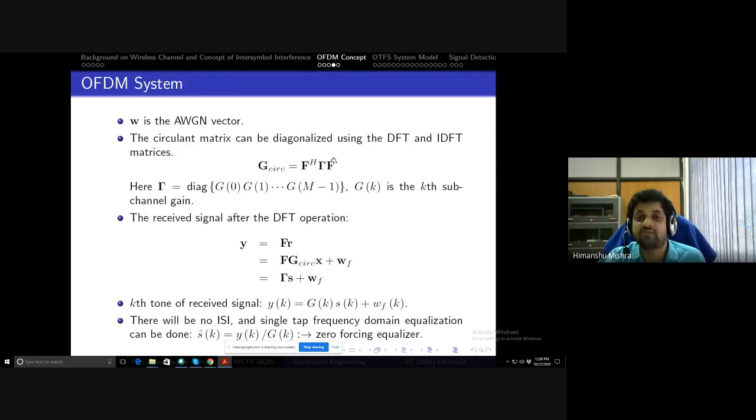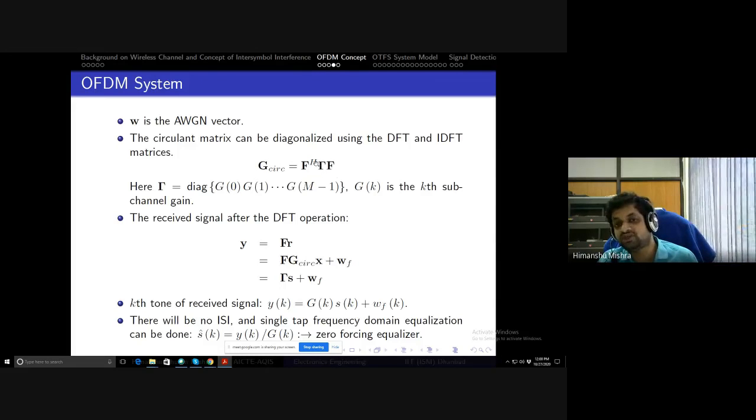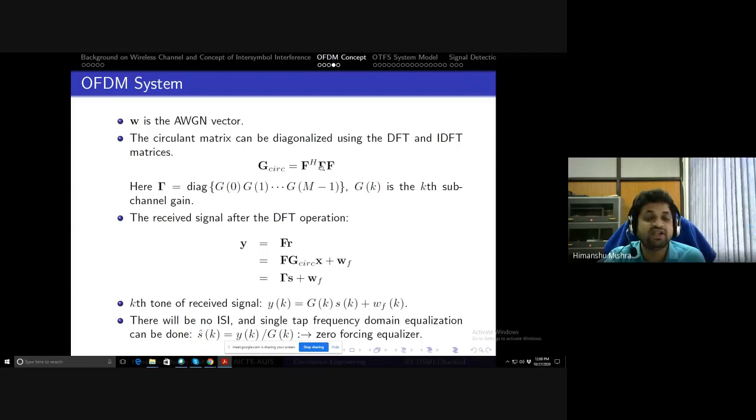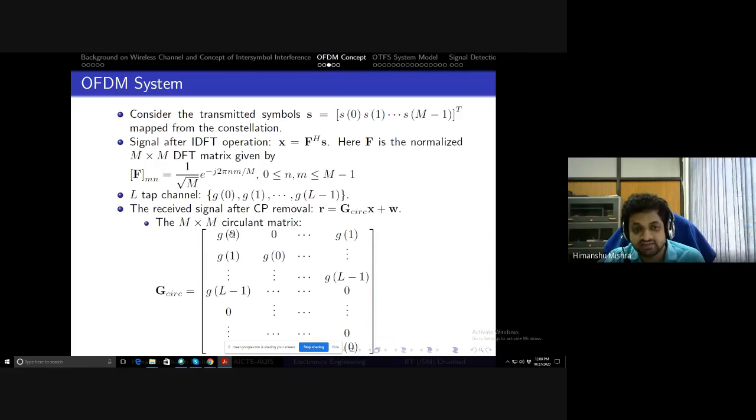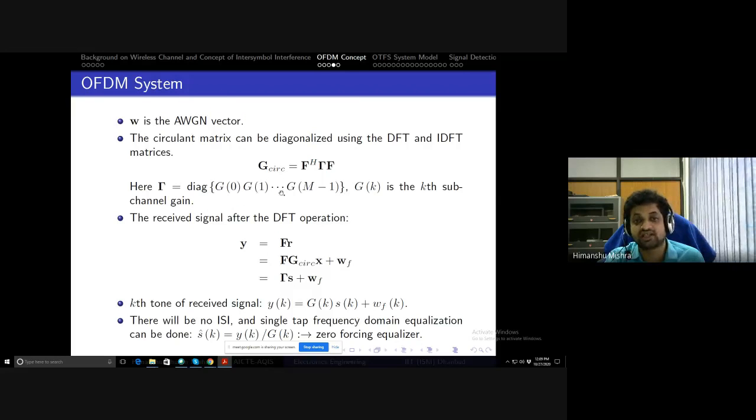So what is gamma? The diagonal elements of gamma are nothing but the FFT of the channel taps. That means whatever channel taps you have, G0 to GL minus 1, take the FFT of the channel taps and you will get the frequency domain. In the frequency domain, if you take an M-point FFT of this column, you will get capital G0 to capital GM minus 1. These are the frequency domain values.